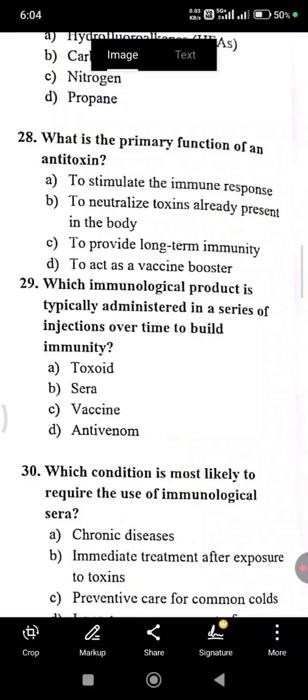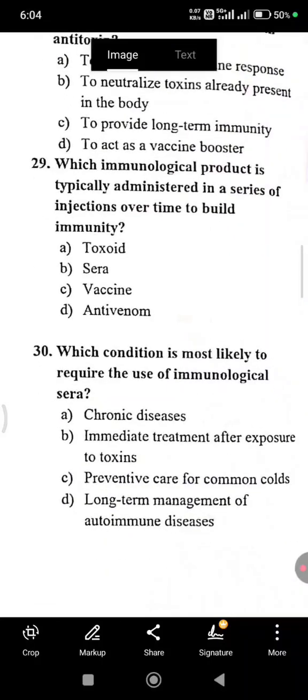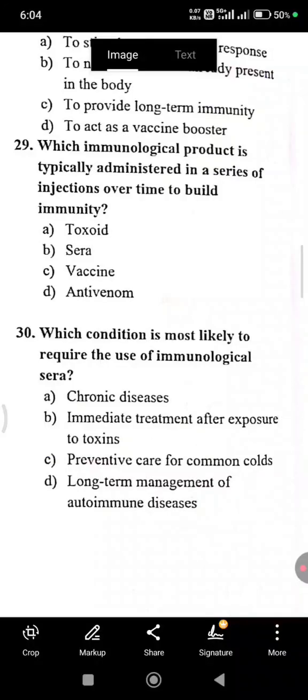Which immunological product is typically administered in a series of injections over time to build immunity? That is option C, vaccine. Which condition is most likely to require the use of immunological sera? That is option D, long-term management of autoimmune diseases.